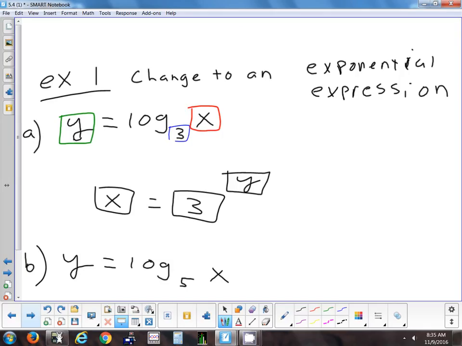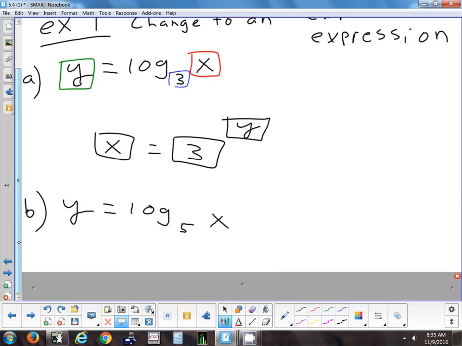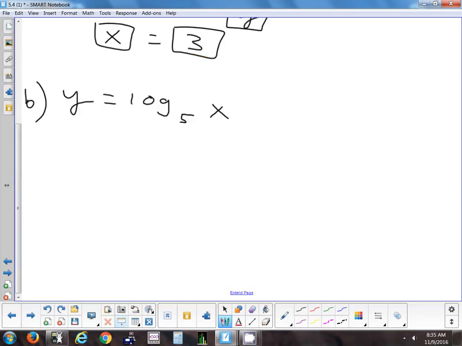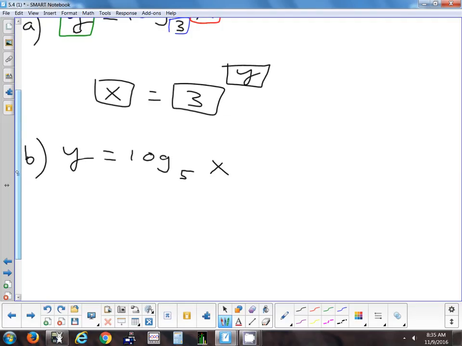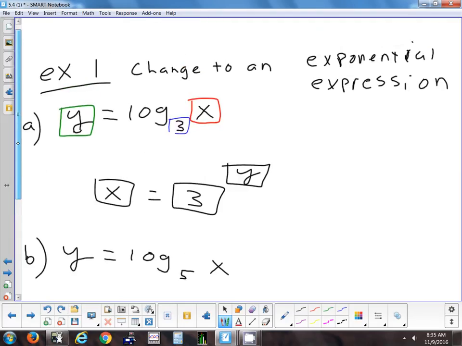Now, in this particular problem, you can't solve it because you don't know two things. But if you knew y, say y was 2, then we'd have x equals 3 to the 2, and then you could solve it. All right. How about this one? How would you rewrite example B as an exponential expression?